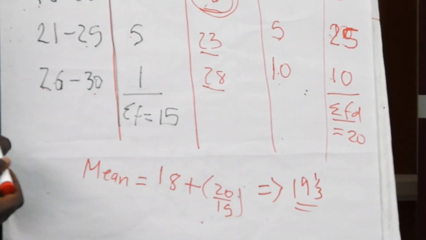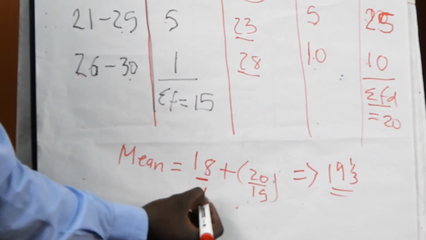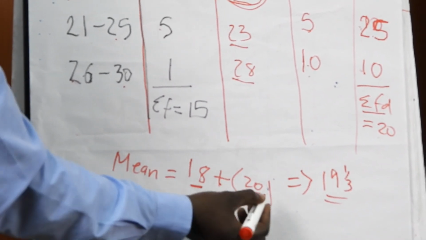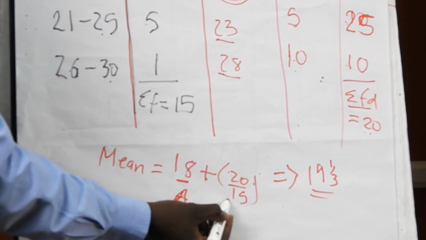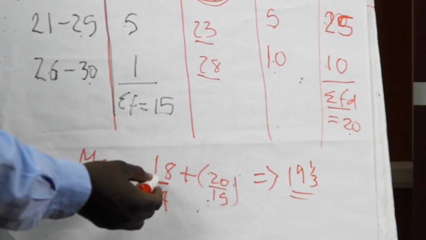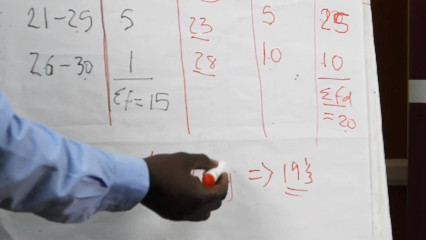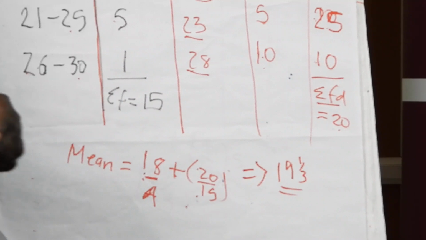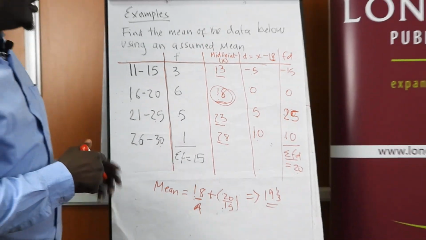So to get the actual mean, we'll take the assumed mean, 18, plus the sum of the deviations, which is 20, over the total frequency, 15. So 20 over 15 is 1 1/3. So 18 plus 1 1/3 is 19 1/3. So that makes it an easier process of getting the mean using an assumed mean.